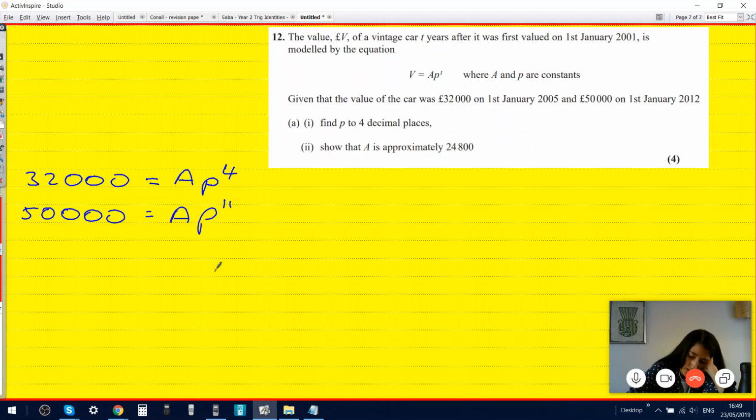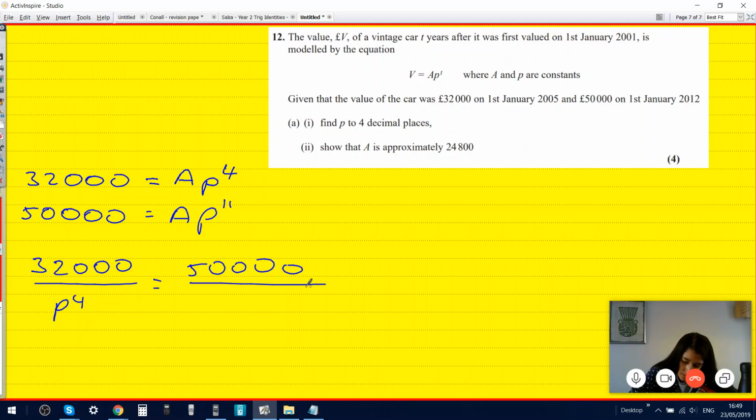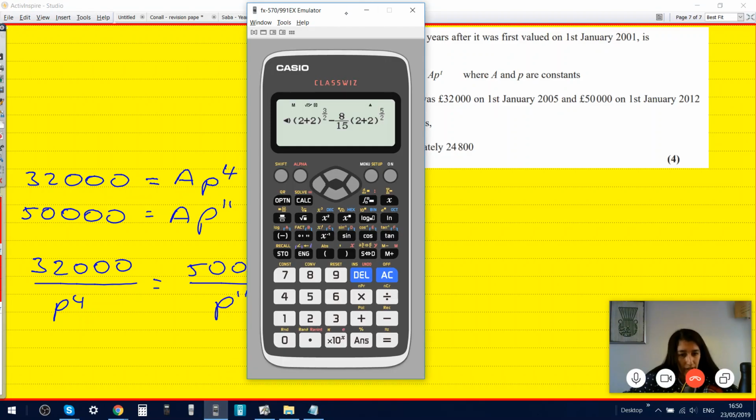And then 32,000 equals A P to the 4, so you get 8 to make 40, so 18,000 equals, that counts as 11 minus 4 is 7, so P to the power of 7, and then the 7th root of 18,000. Can you do that? I don't know. Just in case you might need to do logs or something. That gives you 4.0541. That's if you do the 7th root thing.